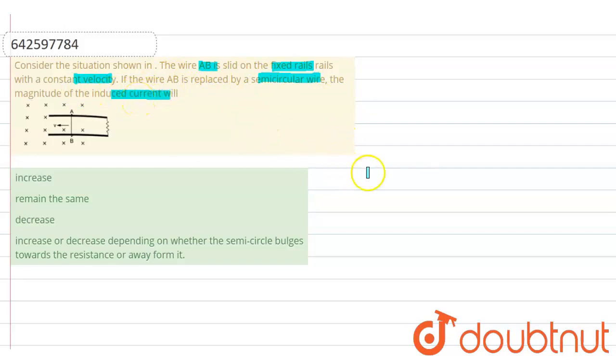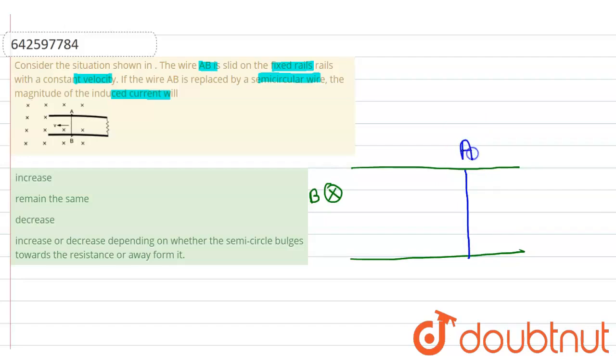First of all, I am just going to redraw the circuit. So, this is the fixed rail, and the magnetic field is given perpendicular to the plane, inward. And there is a wire whose name is AB. Consider the length of wire AB is small l and resistance as R ohm, and it is moving with velocity v and the magnetic field is given as B.